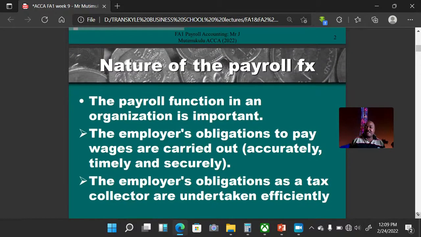The nature of the payroll function. By the end of the day, the examiners would want you to show them if you understand what the payroll function is all about. Because so many people confuse the payroll function with the human resource function. These are very different things.